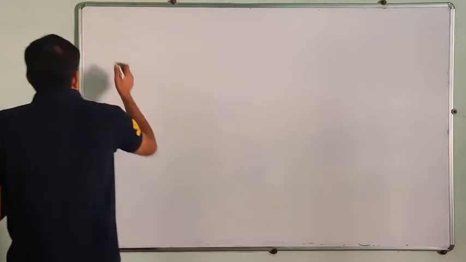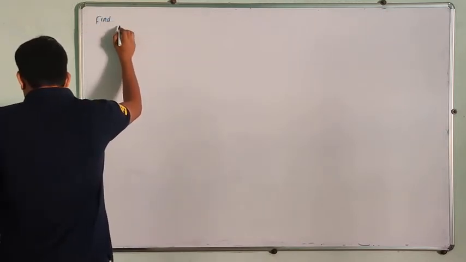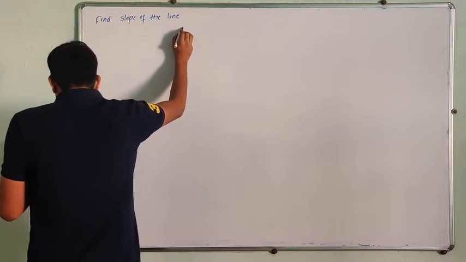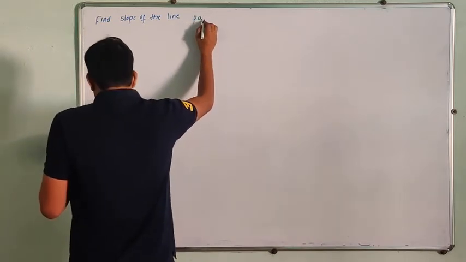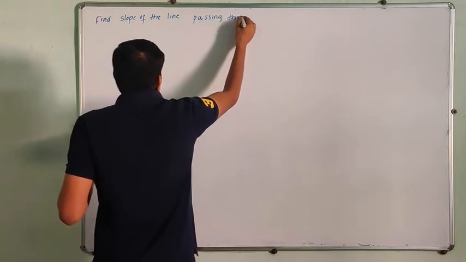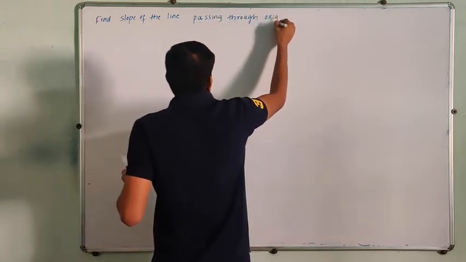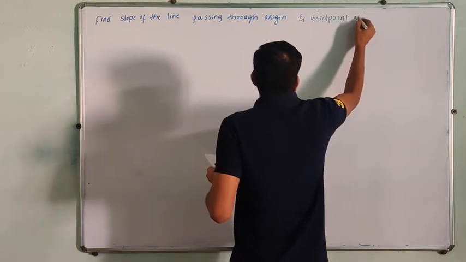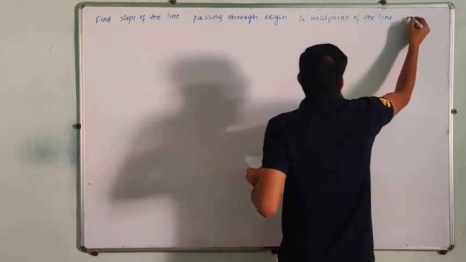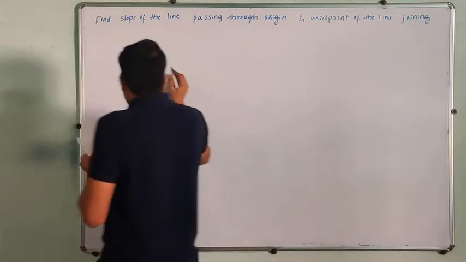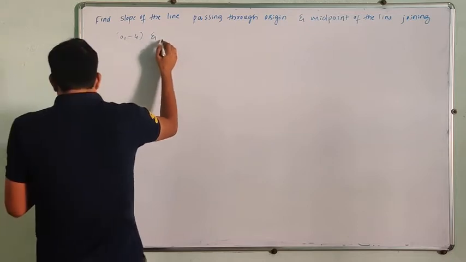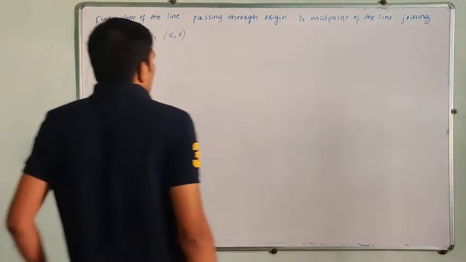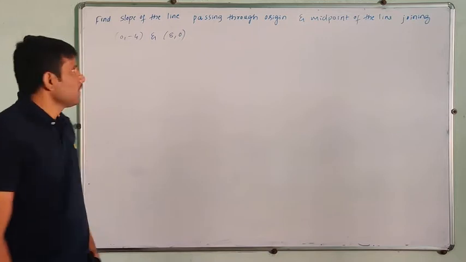Find the slope of the line passing through the origin and the midpoint of the line joining 0, minus 4 and 8, 6. Find the slope of the line.